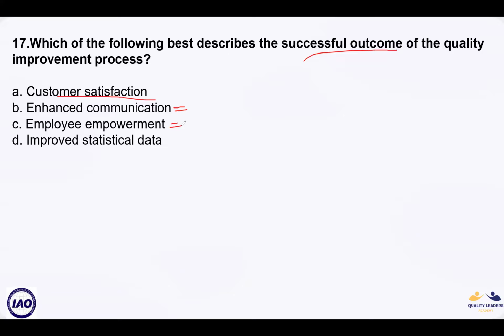It's an enabler. When you empower the staff, they will drive improvement, right? It's a means, it's not an end or an outcome. And then improved statistical data, this is just a measurement tool. Okay, and if we remove all these three, the correct option is option A, customer satisfaction.